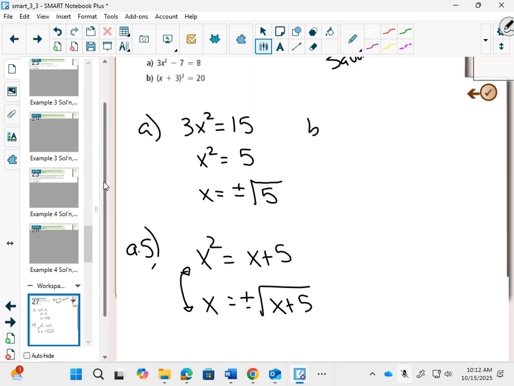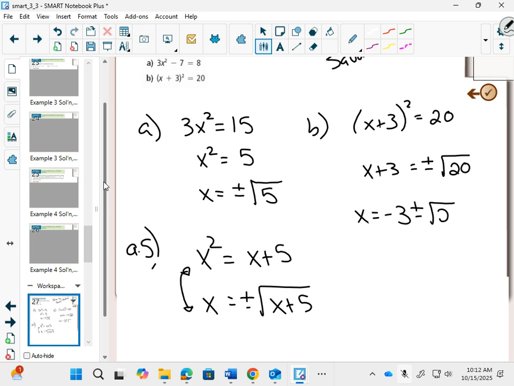But in B, what's the difference in B? The x is only in the thing that is squared. So now I could square root both sides. x plus 3 equals plus or minus the square root of 20. And I could get x by itself. And then I would lose a half mark because I can simplify the 20.